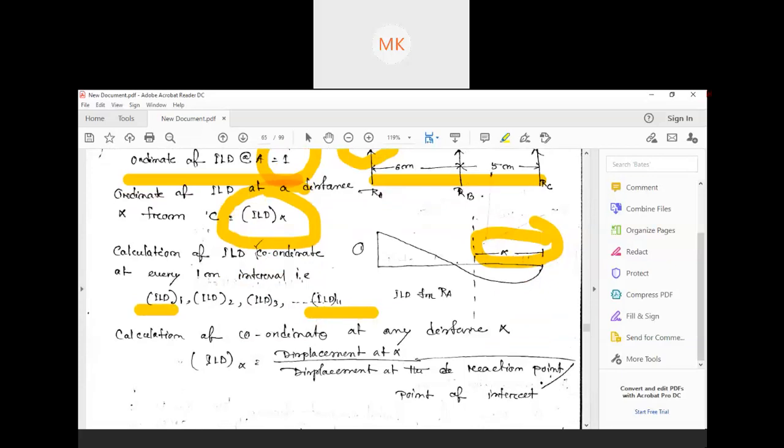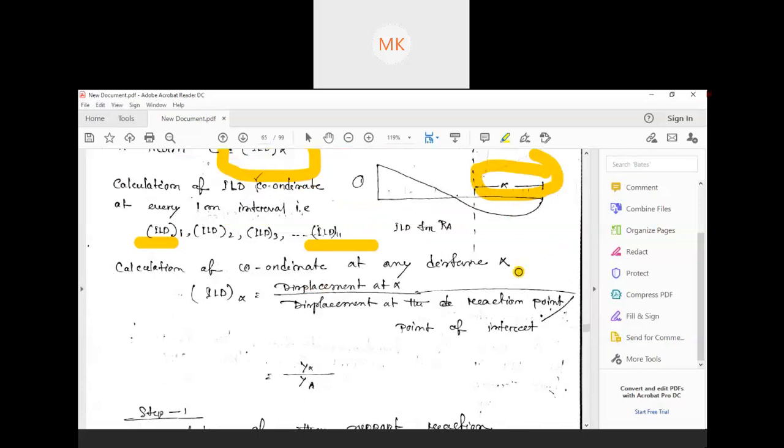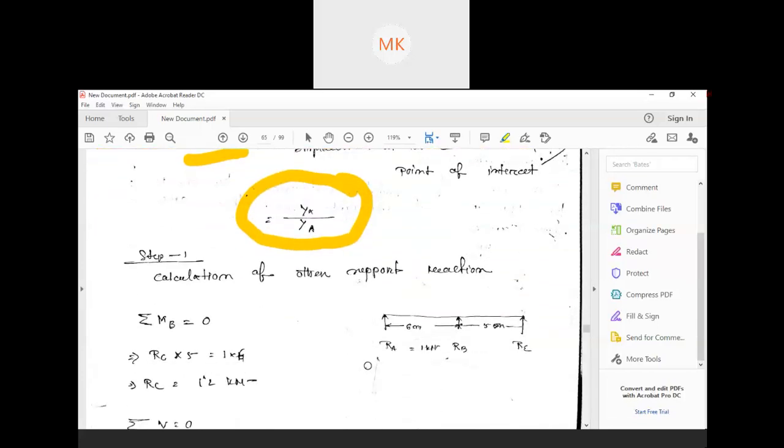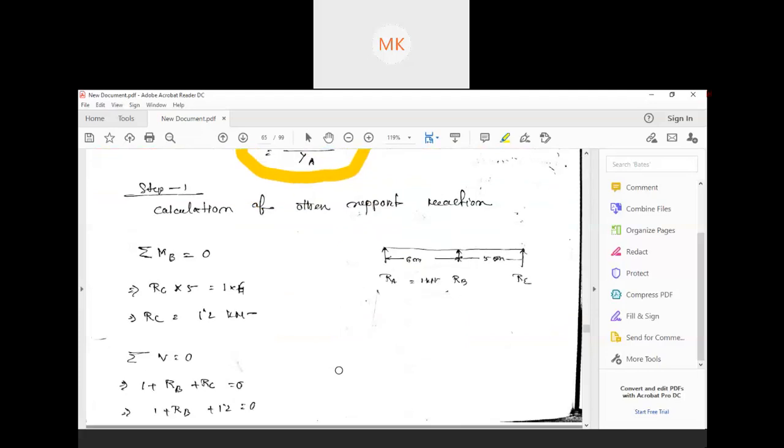So for that, how do we need to find out? There is a simple formula. Calculation of ordinate at any distance x. This is to remember. Okay. So what is the formula? ILD at x is equal to displacement at x divided by displacement at the reaction point or point of intersect. And if you simplify it, it can also be given as yx by ya. Okay. So what is our first step? We will go one by one.